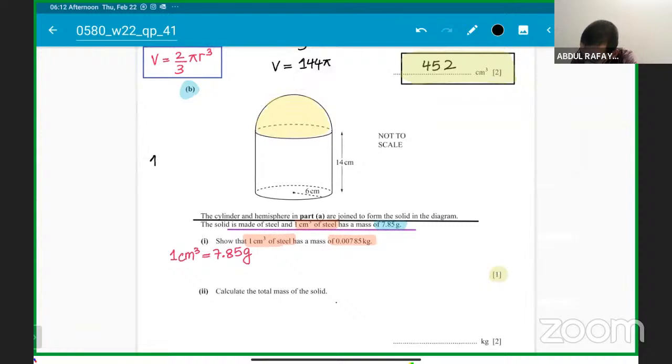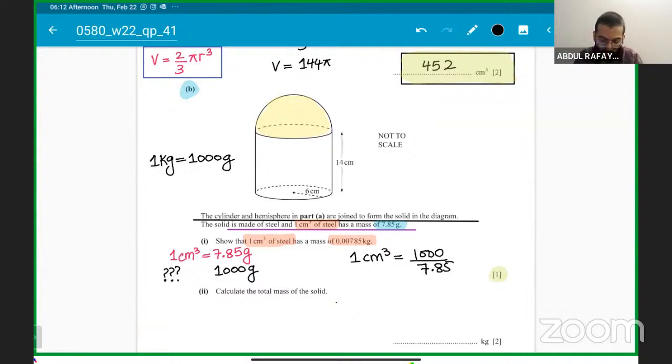So here we go. Everyone should know that 1 kg is 1,000 grams. Since 1 centimeter cubed is 7.85 grams, we can write that 1,000 grams will be how much in centimeter cubed. Just divide it, and it will be simple: 1 centimeter cubed will be 1,000 divided by 7.85. Getting it? Clear with me? Following? Understood?